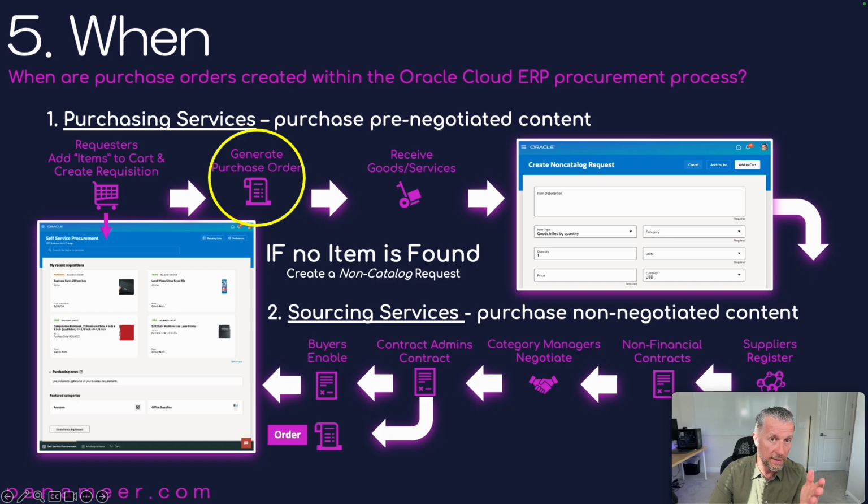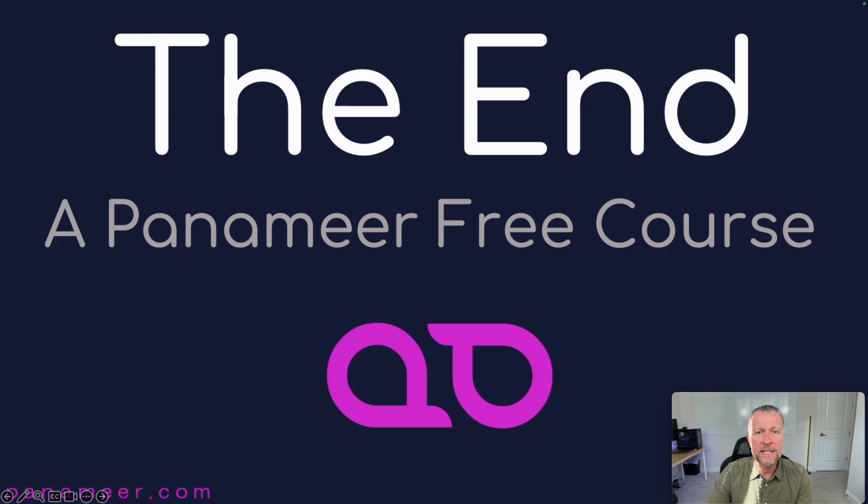The place where you see the ellipse, obviously in self-service, but you could also generate a purchase order, and often do, from within the non-negotiated or sourcing services process. Okay, that's the introduction to purchase orders application within Oracle Cloud.